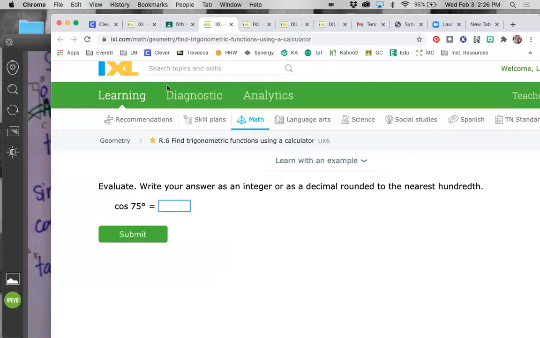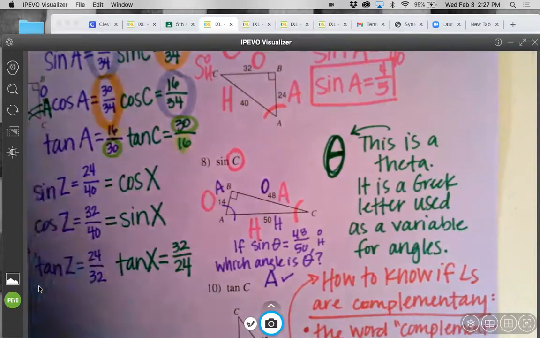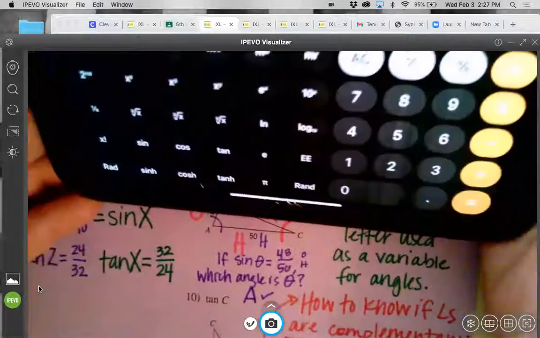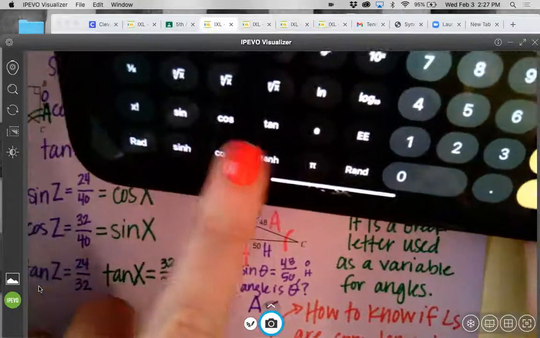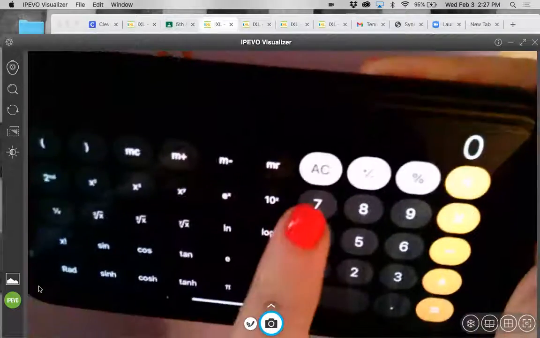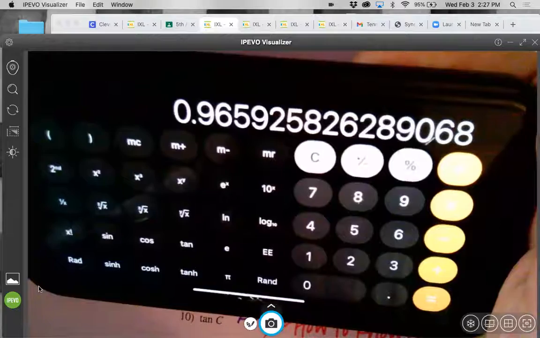For those of you at home, either now or later, if you have an iPhone, you should be able to use the calculator and turn it sideways. Let me show you mine. If you turn it sideways, there's your sine, cosine, and tangent. But you have to type the number first, so you would type 75 and then type sine, and it would give you that answer.